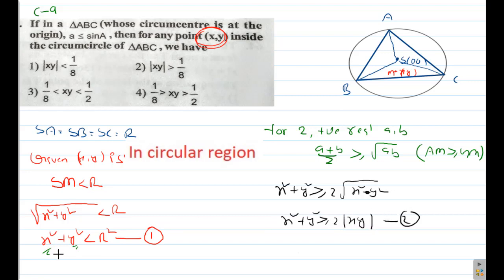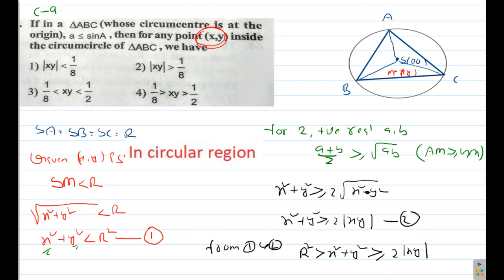Observe results 1 and 2, and you get one more interesting result. The value of x square plus y square is lesser than r square, and the value of x square plus y square is greater than or equal to 2 mod xy. From 1 and 2 I can write: r square is greater than x square plus y square, which is greater than or equal to 2 mod xy.